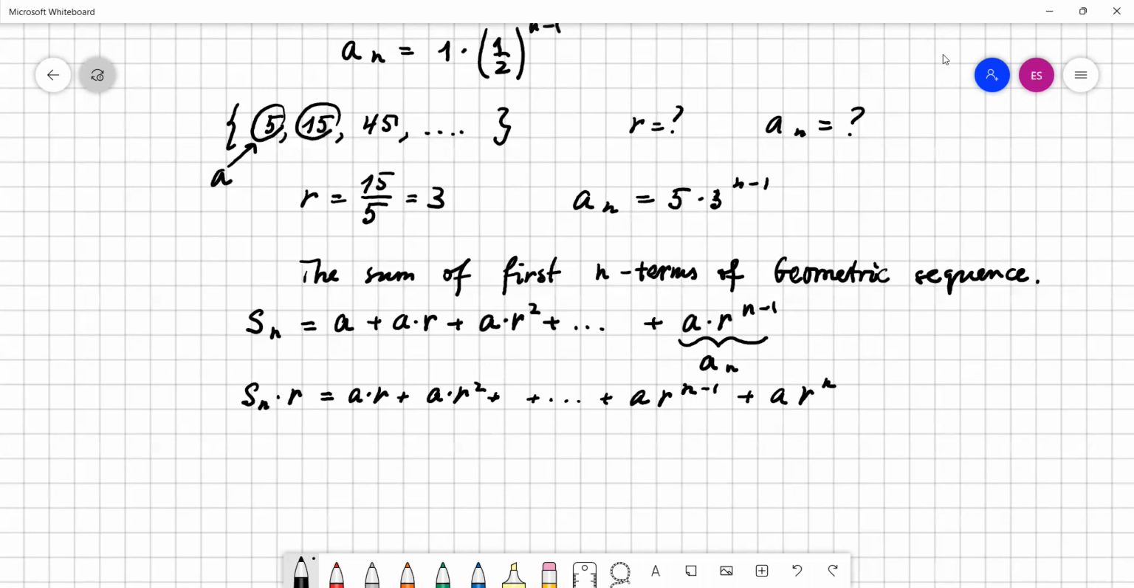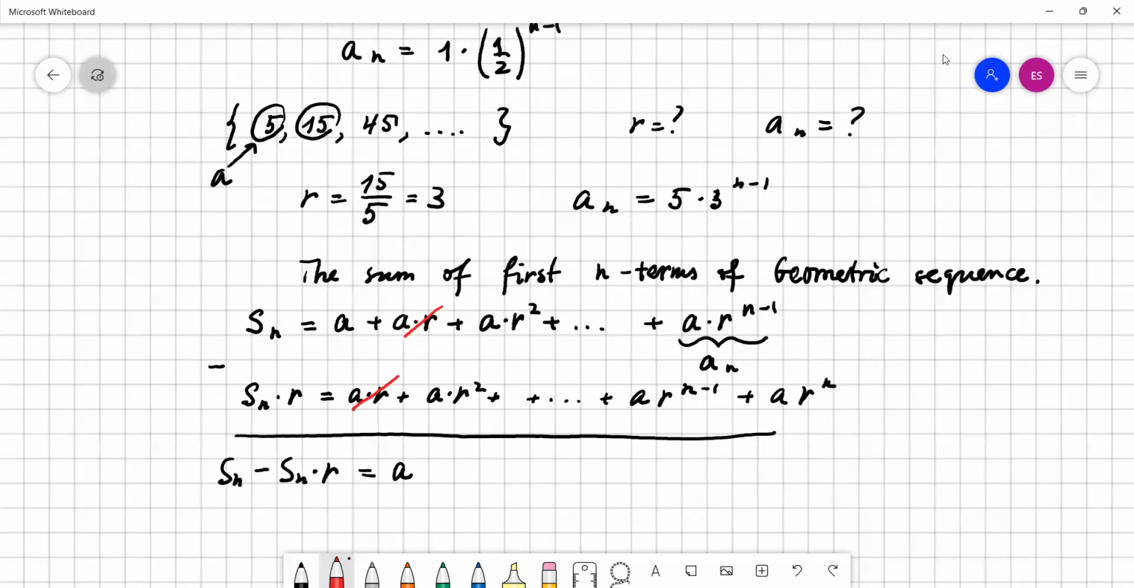Now, guys, I'm going to take these two expressions and subtract the second expression from the first. What am I going to have? Well, I'm just going to write down Sn minus Sn multiplied by r. Now, a is going to stay because there is nothing to subtract from it, but this term is going to cancel with this if I subtract this from this, right? This term cancels with this. And the last term is canceled before the last term here, but this term is going to stay. So we're going to have minus ar to the power of n.